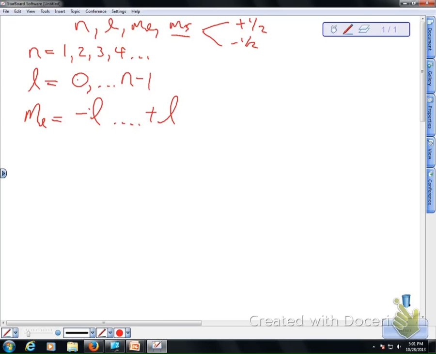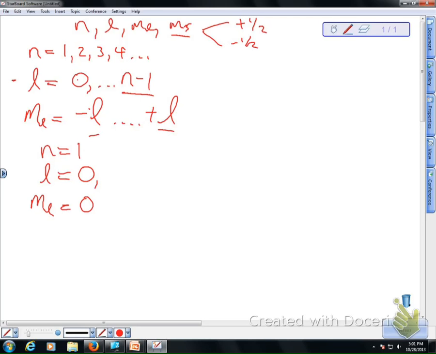So let's go through and let's assign specific quantum numbers. Let's start when n equals 1. Well, if n equals 1, then l is 0. For this one, n minus 1, 1 minus 1 is 0. So that's the only quantum number we have when n equals 1. Just 0. And then m sub l, if l is 0, then there is no negative and positive 0, so m can only be 0.